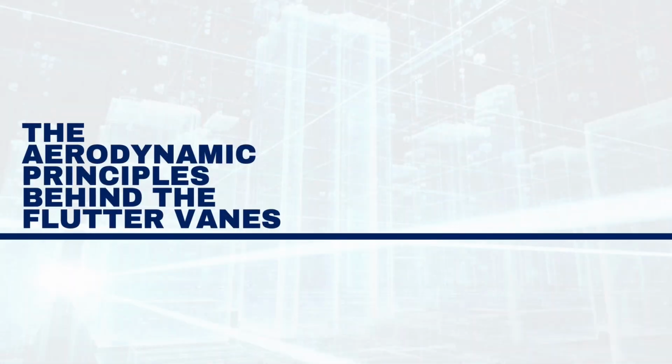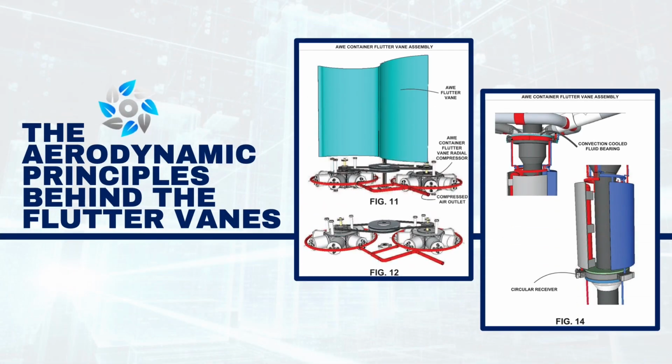The aerodynamic principles behind the flutter vanes. The flutter vanes do not produce electricity. The flutter vanes and the compressors attached turn a flywheel, which in turn is attached to a radial compressor. The compressor produces compressed air. That compressed air powers an air motor which is released at 90 psi and powers the generators.